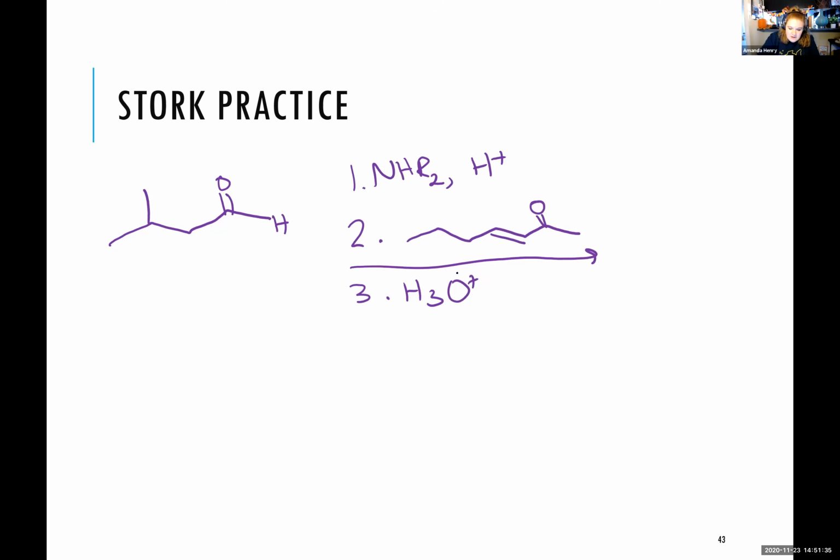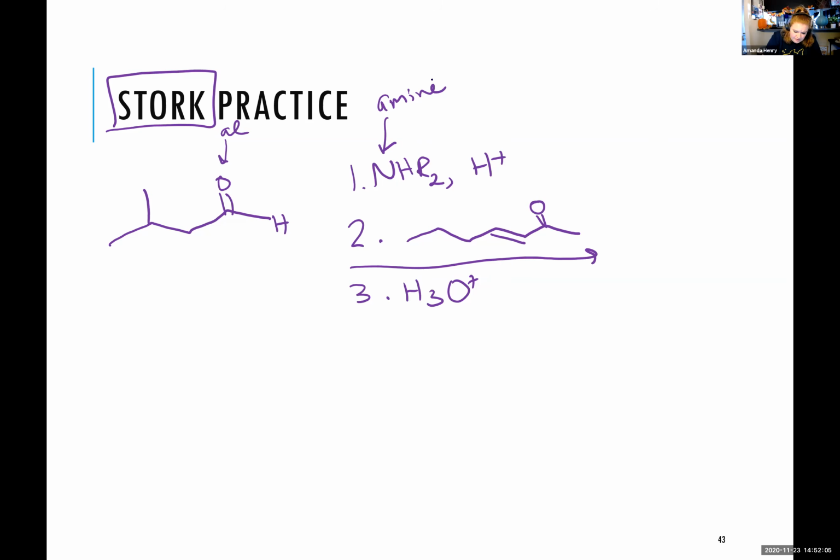All right. So this is our Stork reaction. Again, it looks similar to a Michael reaction, but we know it's a Stork reaction for a couple reasons. One, we're starting with just an aldehyde. A Michael reaction has to start with a dicarbonyl. And we have an amine in there. So that right there, having the nitrogen group in there, is a dead giveaway that it's a Stork reaction.